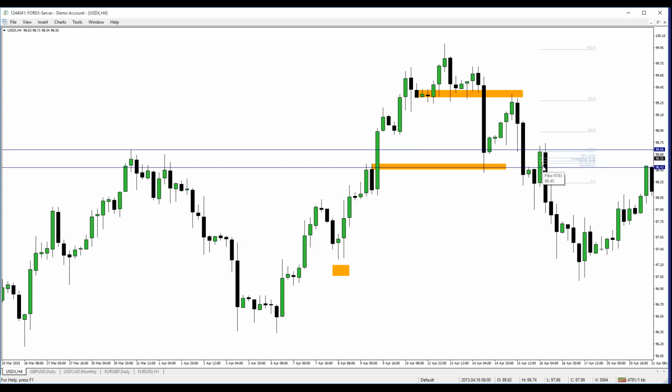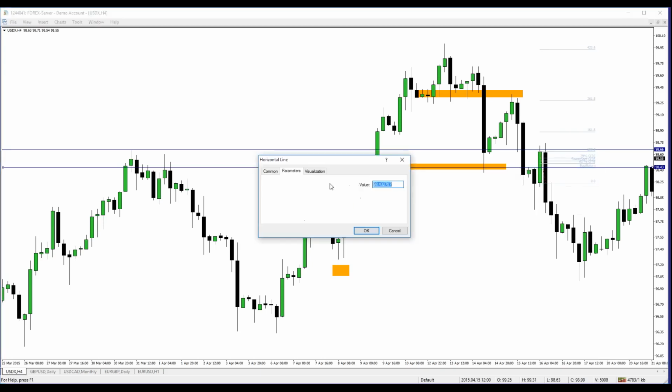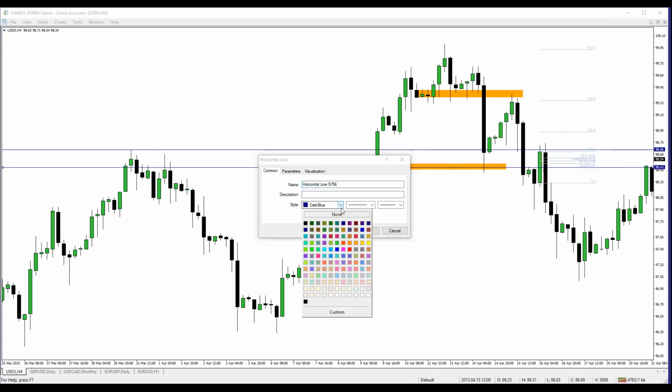Okay, so let me highlight that. It's a little bit of a different color, because I want to make a strong distinction between it and the other lines I have on here that I don't want to remove. Yeah, it's just going to have to work.